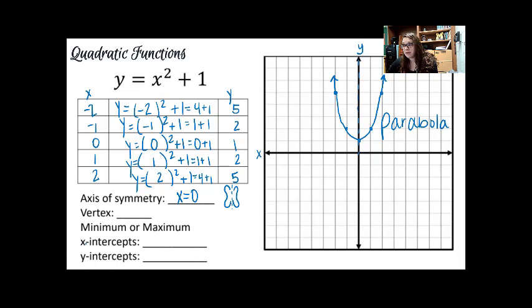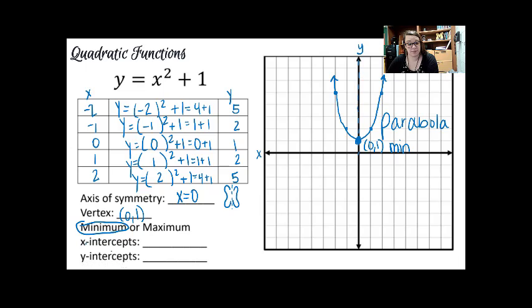My vertex is next. Next, we're going to look at our vertex. Our vertex is the point that touches that axis. So for example, here, it was this spot at the bottom. That was the point 0, 1. That's our vertex. Maximum or minimum is talking about the vertex. If the vertex was at the bottom, it's a minimum. If it's at the top, it's a maximum. So because it's on the bottom, this is a minimum.